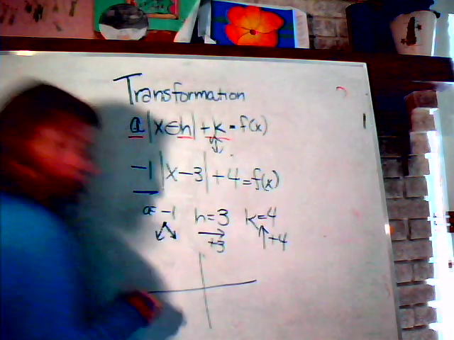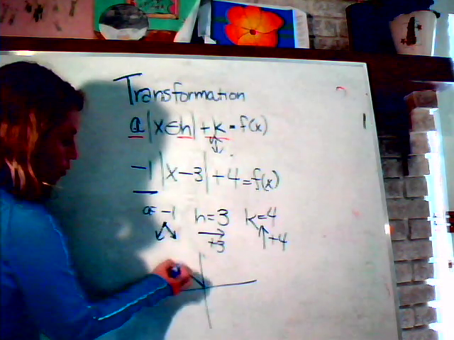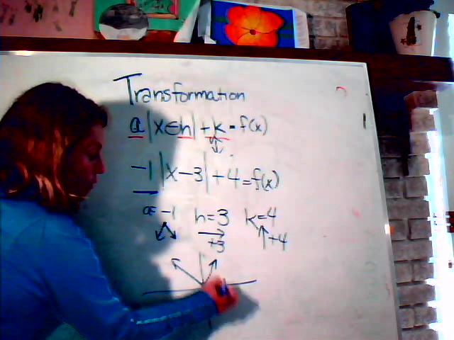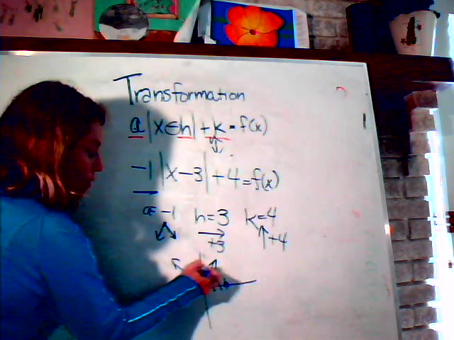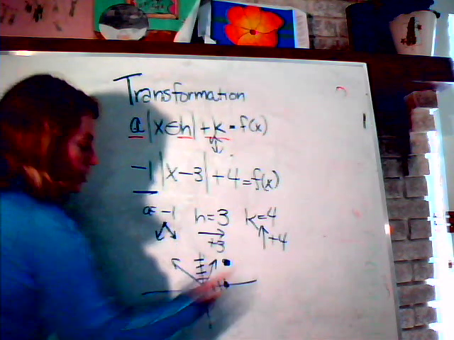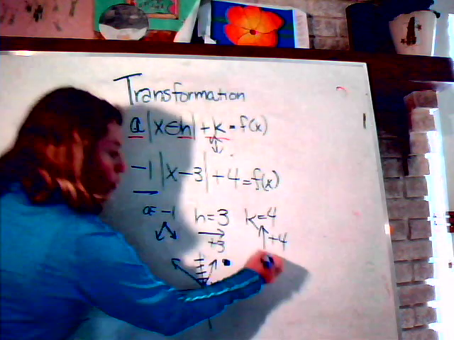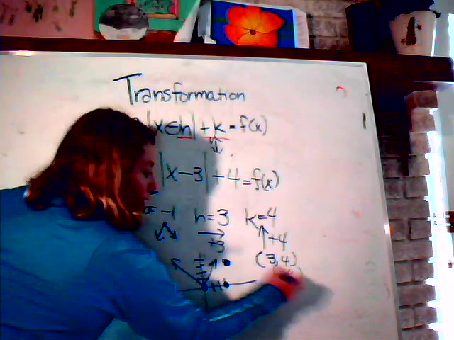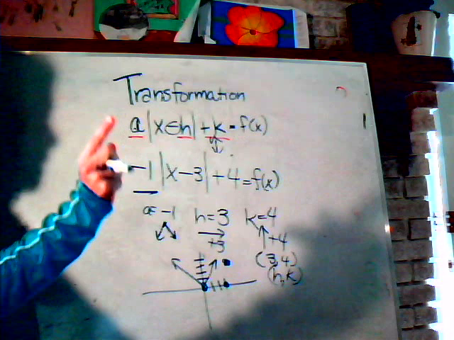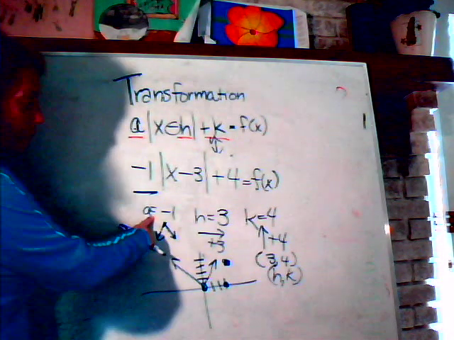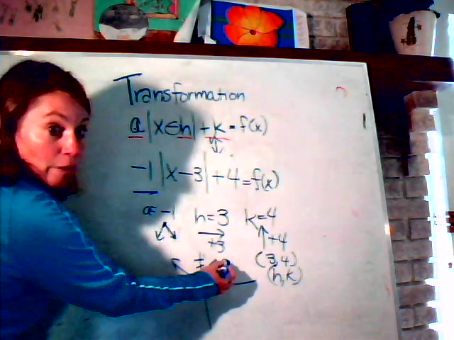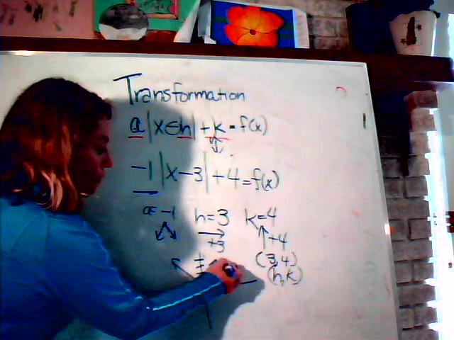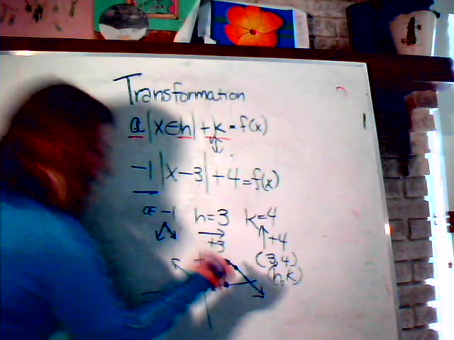So now let's look at the graph. The original parent graph started at the origin. This vertex will slide over 3. It will slide up 4. So our new vertex is at the point (3, 4), and we can write that as an ordered pair as (H, K). Now we need to talk about the facing. This one is negative, so it faces down. So from the new vertex, I count down 1 over 1, down 1 over 1. I recognize the parent graph, so I draw my absolute value.